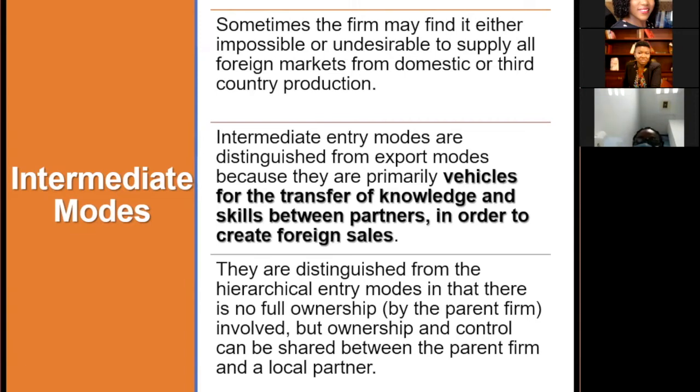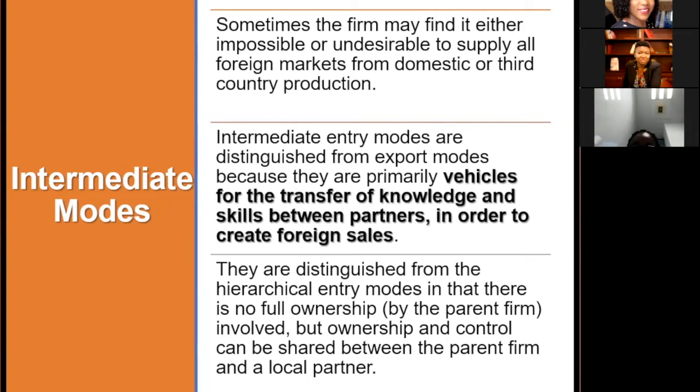With intermediate entry modes, they are distinguished from export modes such that the intermediate modes are basically vehicles for the transfer of knowledge and skills between partners. So rather than manufacturing it themselves, they will transfer the knowledge that they have in manufacturing the product to a partner in the foreign market who will manufacture and sell, sometimes with their name, in order to sell the products in the foreign markets, right? And again, intermediate modes are distinguished from hierarchical entry modes, which we'll talk about very soon, in that there is no full ownership by the parent firm involved.